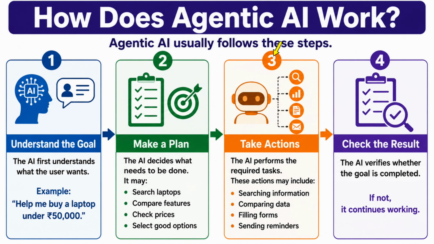Step 3. Take actions. The AI performs the required task. These actions may include searching information, comparing data, filling forms, and sending reminders. Step 4. Check the result. The AI verifies whether the goal is completed. If the goal is not completed, it continues working.